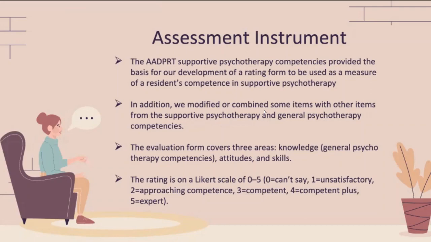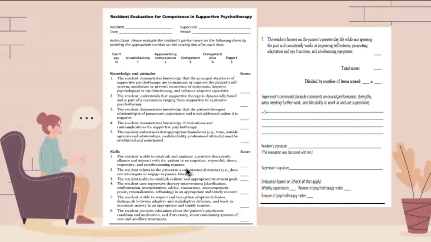And then the evaluation form covers three areas: knowledge, skills, and attitude. And then the rating is on a Likert scale of 0 to 5. So 0 is can say, and the highest is 5, which is expert. So this is how it looks, the evaluation tool that is used for supportive psychotherapy.